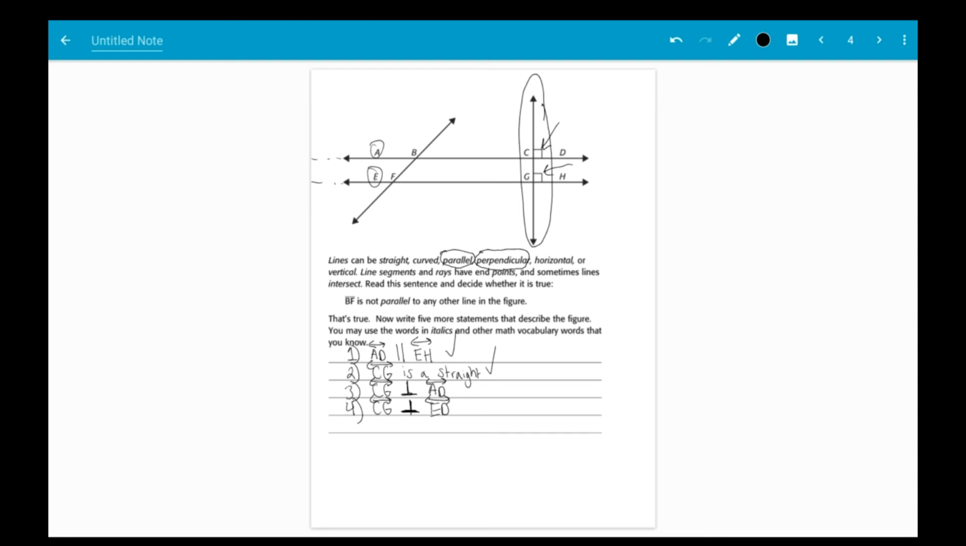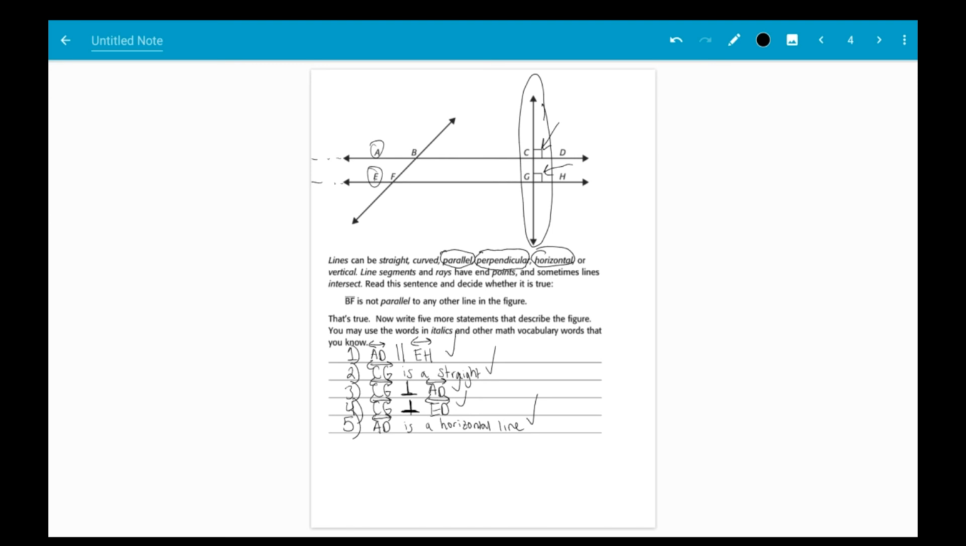Now the fifth one. Not too bad. We just have to think of one easy one. Let's look at horizontal. Let's see if we can find any horizontal lines. Clearly, if you look, AD or EH, they are horizontal, correct? So pick one, AD or EH. Let me just pick AD because I like AD for some reason. Line AD is a horizontal line. And boom, 5 statements. We finished the problem. Again, you could have put EH is also a straight line.